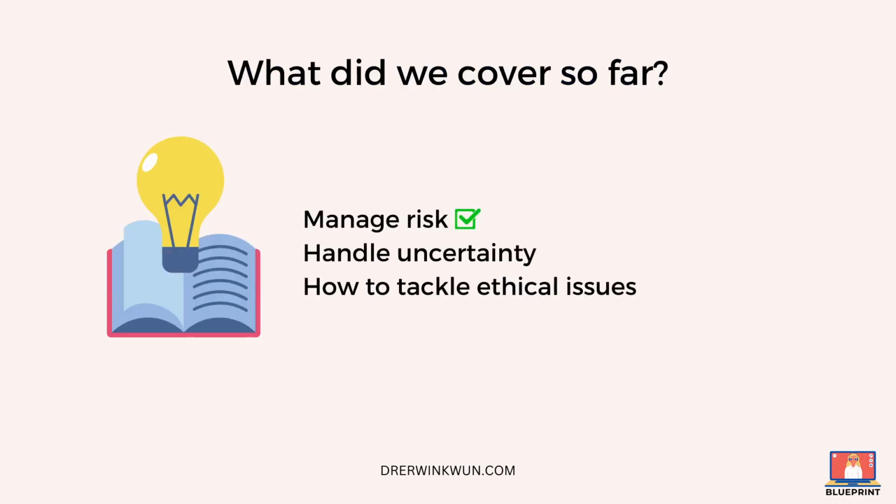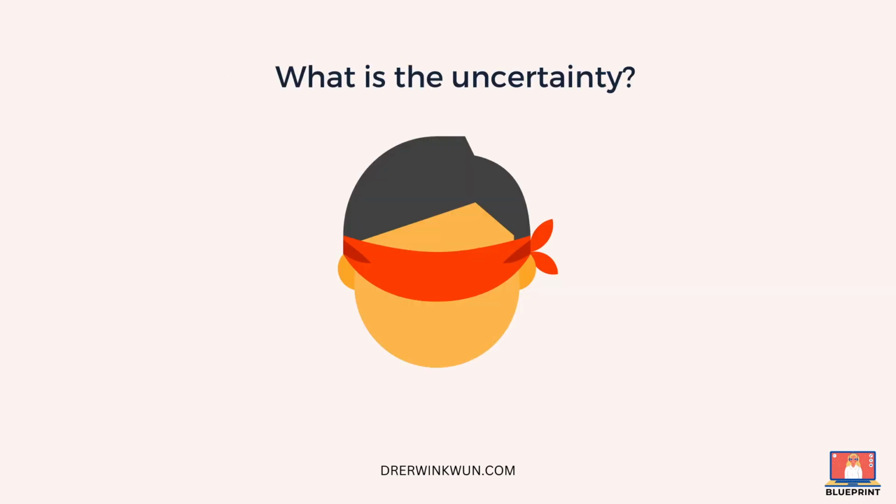So what we've covered so far is management of risk. You see how you can identify the risk, assess the risk, and stratify the risk, whether it's a high risk or low risk. Next, we're going to look at how to identify uncertainty and how to think of uncertainty and handle uncertainty. Uncertainty is when you don't know something. It's almost like somebody's blindfolded you and you can't see. It's the absence of certainty.